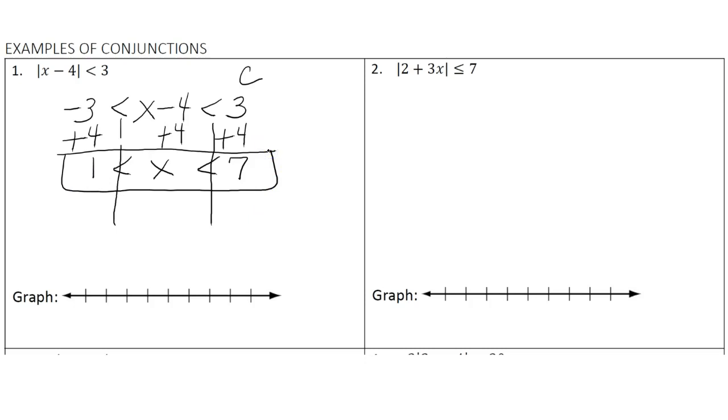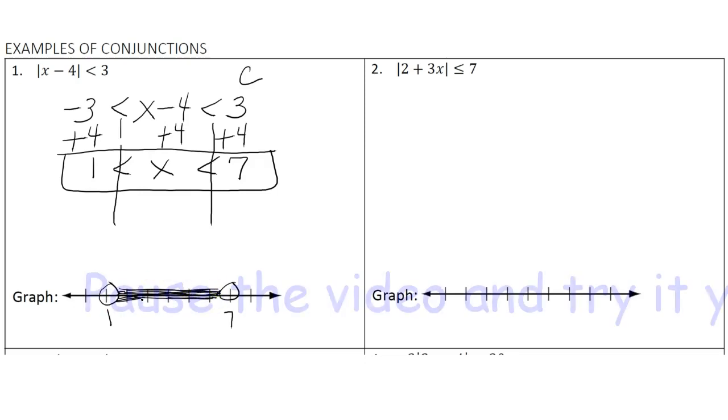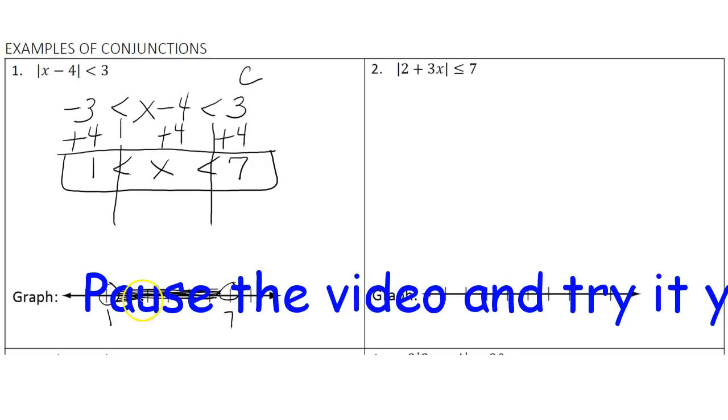This is our solution. To graph our solution, put a 7 and a 1 on the number line. Mark them both with a hollow circle and color in between the two numbers. Now pause the video and try the next example yourself.